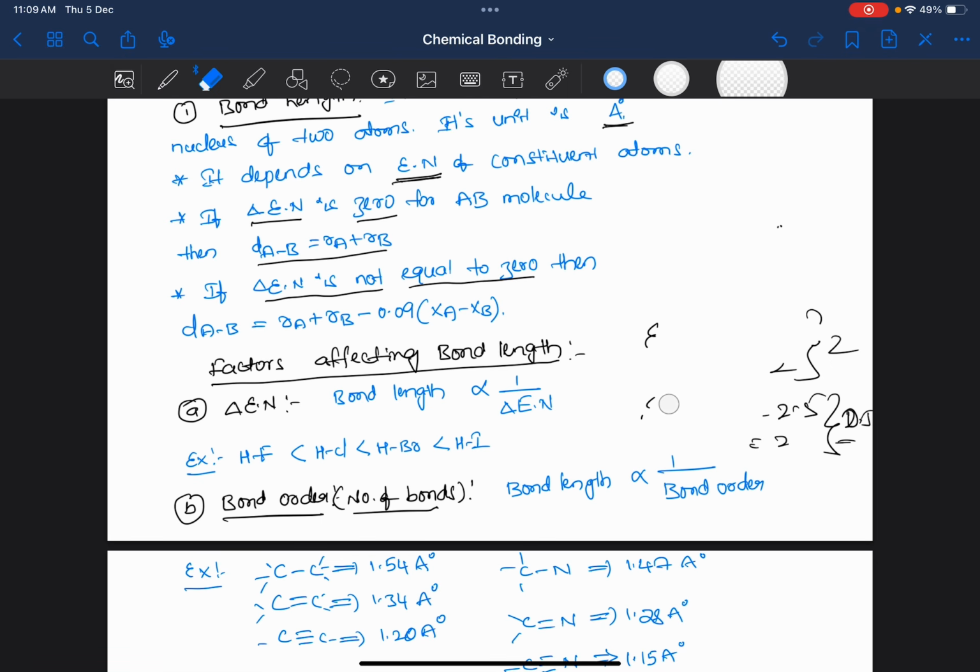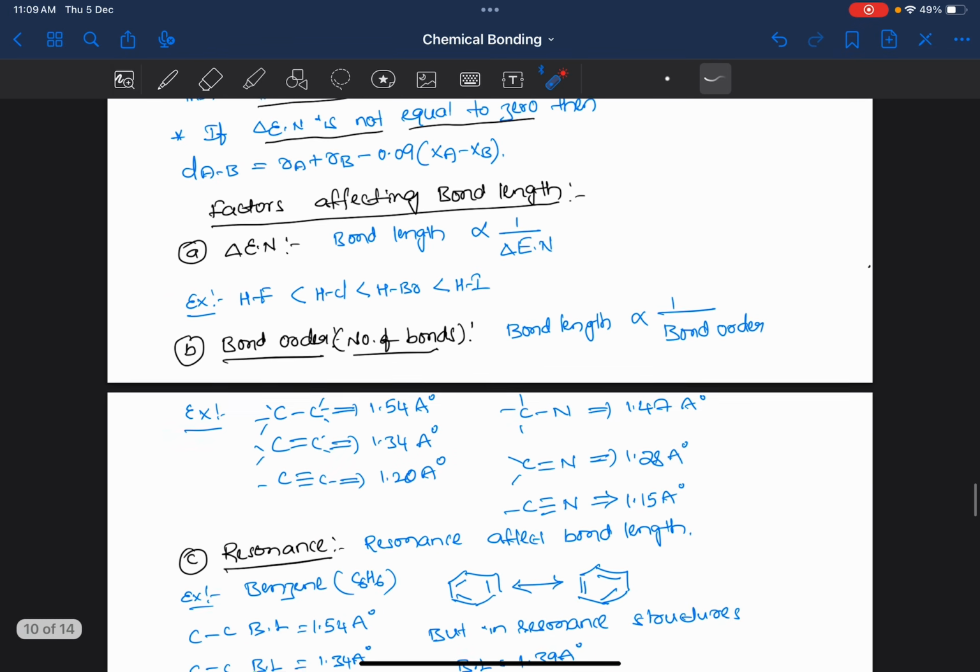Now, the second factor is the bond order. What is bond order? Bond order means the number of bonds between two atoms. Bond length is inversely related to bond order. Now see the examples.